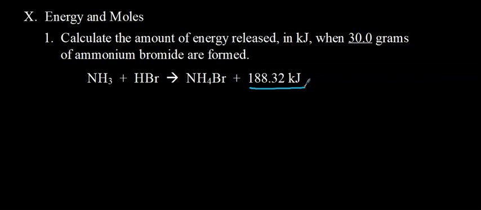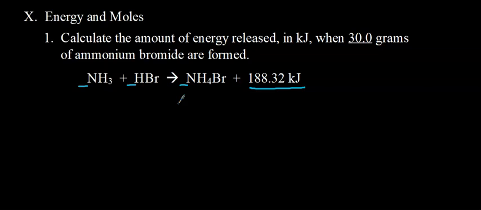So that number, very important here, is relative to the amounts of each of the substances involved in the reaction. Meaning 188.32 kilojoules of energy is released per every 1 mole of ammonia that reacts, or per every 1 mole of HBr that reacts, or per 1 mole of ammonium bromide that forms. So that number is relative to the amounts of each of the substances involved in the reaction.